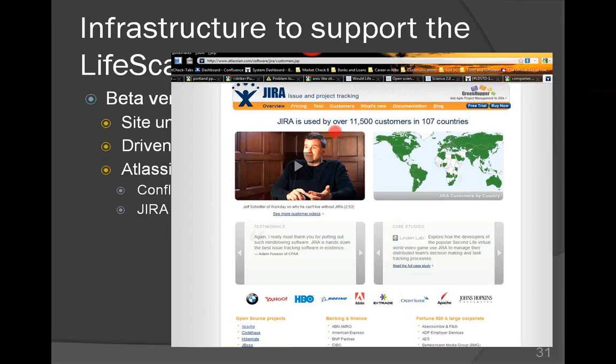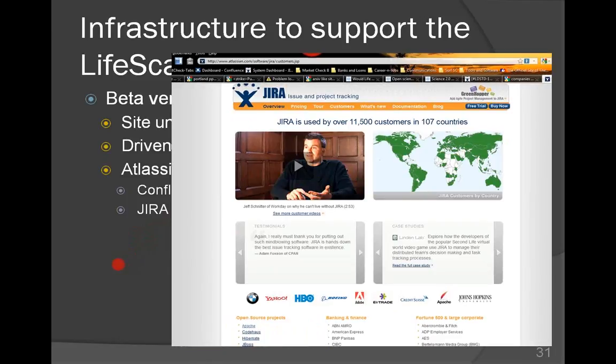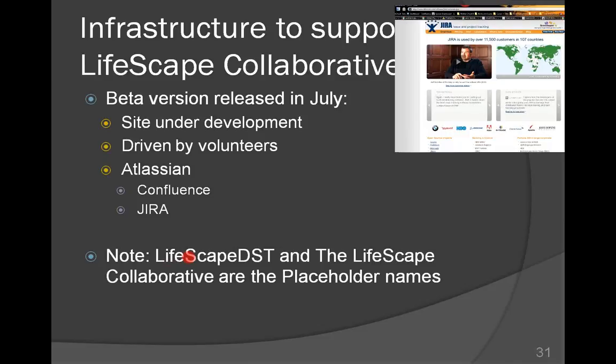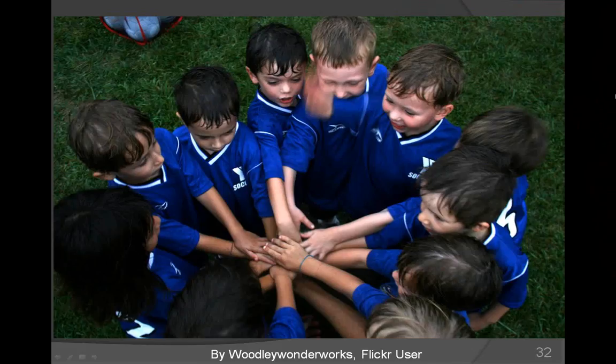I grabbed this from their webpage. It's used by 11,500 customers. A lot of big businesses are using it, and some great open source projects are using it. So I encourage you to browse that page if you're interested. And as I mentioned, the LifeScape decision support tool and LifeScape Collaborative names are just placeholder names. Taking to heart that comment, get the governance right and the site right, we're going slow on that, and if anybody has comments on that, I'd be happy to hear from people and discuss that as well.